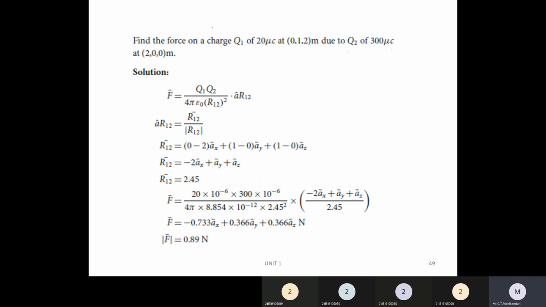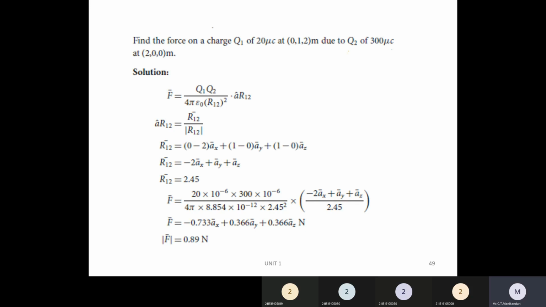Okay, so here is the model problem relating force and electric field. We can see that one. Find the force on charge Q1 of 20 microcoulomb at (0, 1, 2) due to Q2 of 300 microcoulomb at (2, 0, 0) meter. Okay, so you want to find out the force there. So what is the force formula you will be having? Q1 Q2 divided by 4 pi epsilon naught R12 square into aR12.